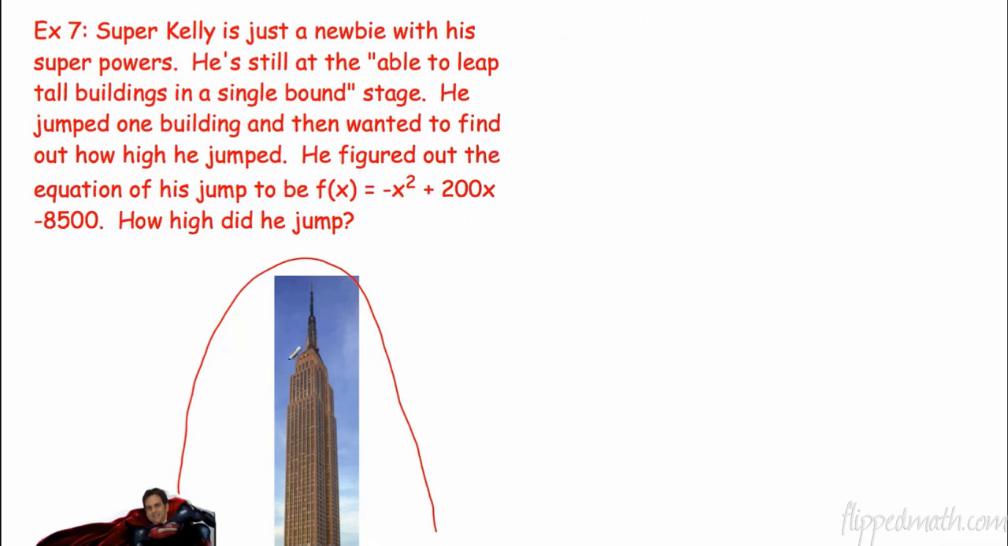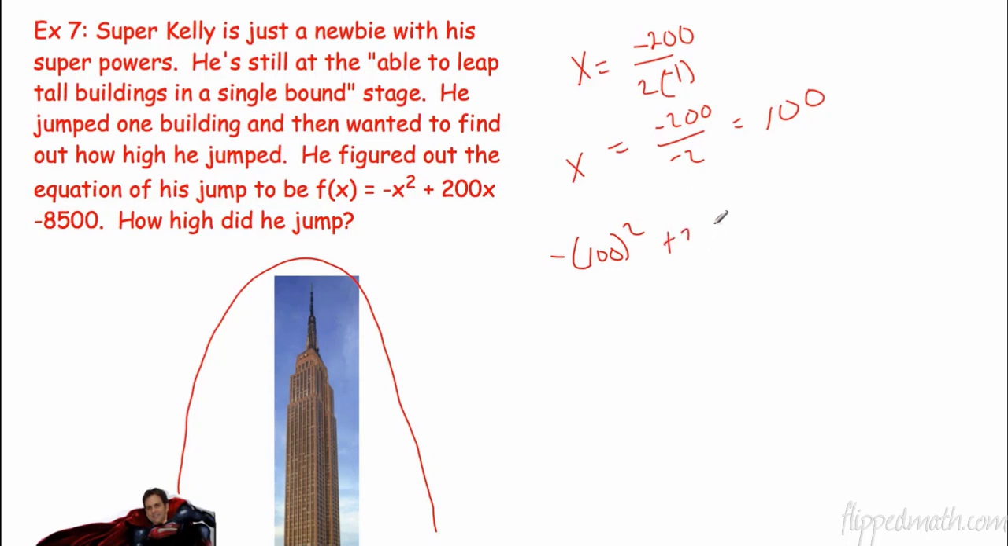So we know that's negative, it opens down, so we need to find our x. So it's negative b, negative 200 over 2 times negative 1. Negative 200 over negative 2 is 100. So that's my x. I need to find my y value because we know it's going to be a maximum. So plug that in. So negative 100 squared plus 200 times 100 minus 8,500.